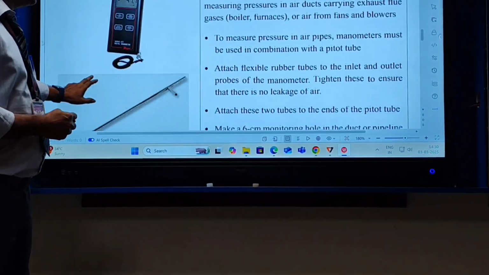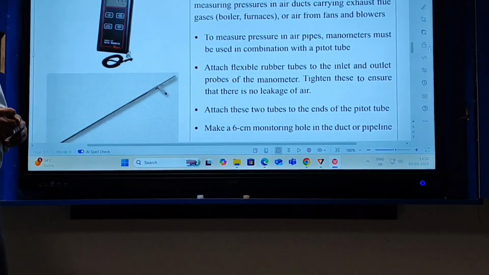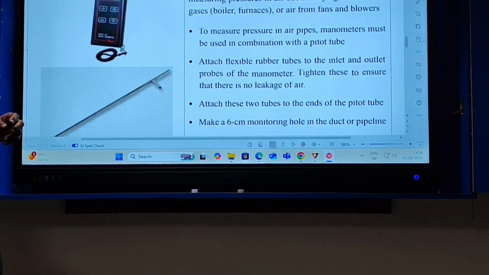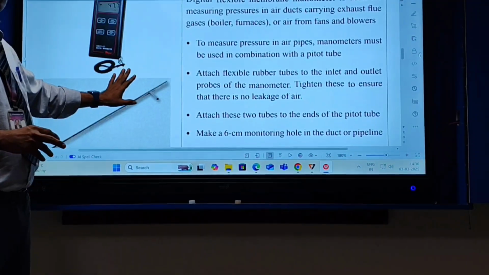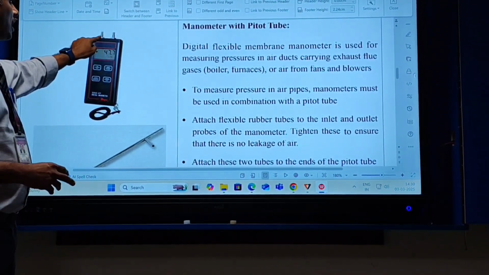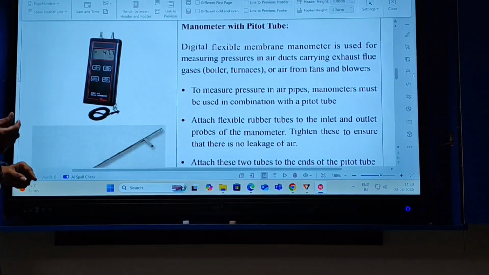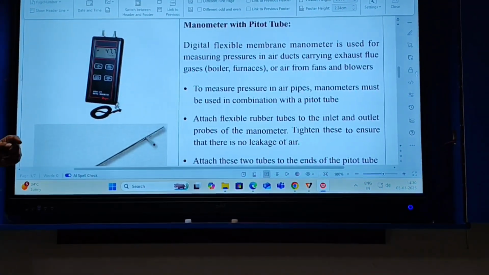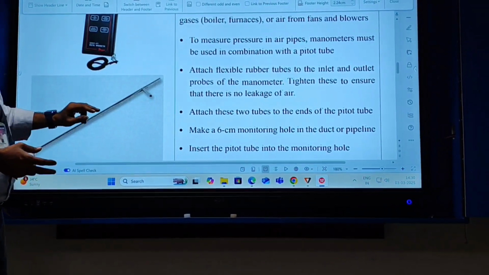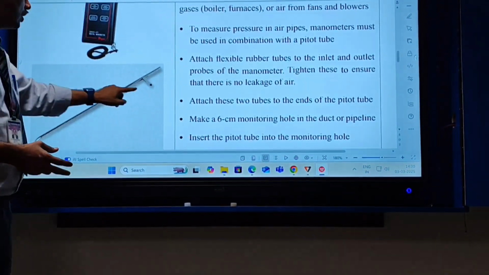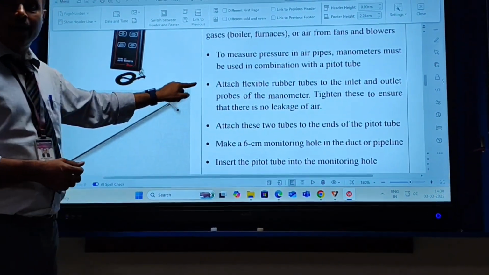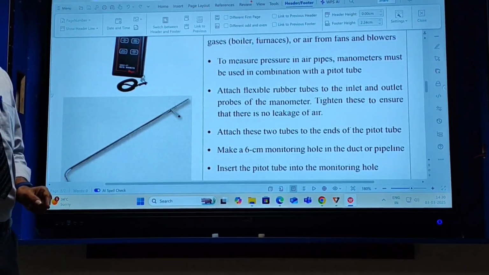It is used to find out the pressure of air ducts, maybe in air conditioning systems or the blower, anything. To measure your air pressures, the manometer contains these 2 points. Here I am going to connect 2 rubber tubes for the inlet and outlet of the gases. And this is called your pitot tube. The 2 ends are connected to these 2 ends of your pitot tube. This pitot tube is going to connect to where we are going to measure the air pressure.